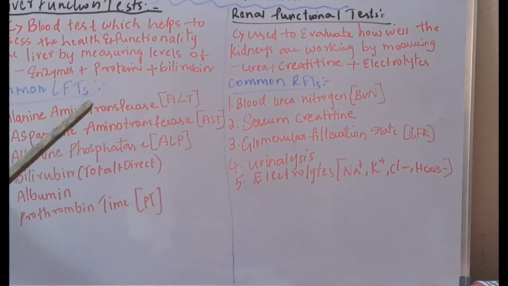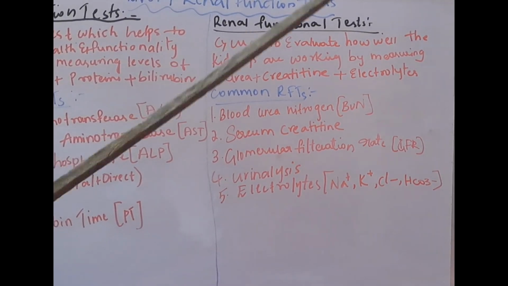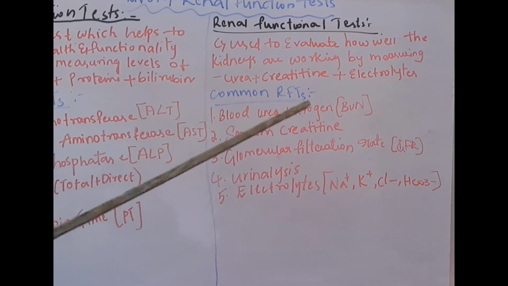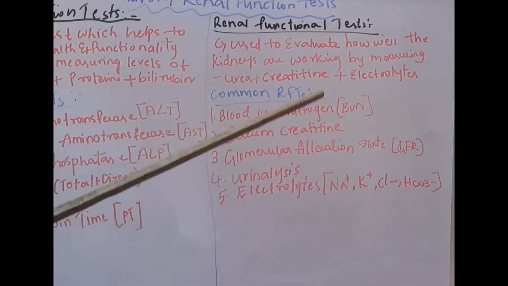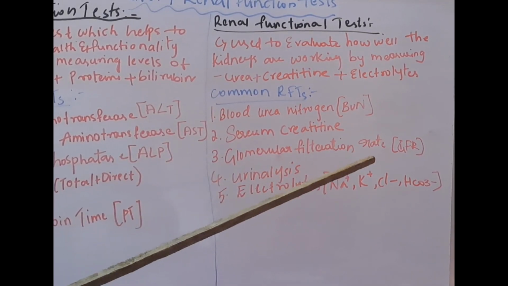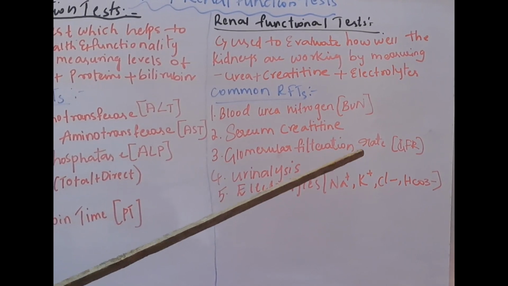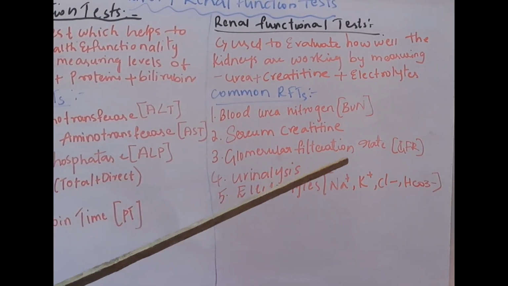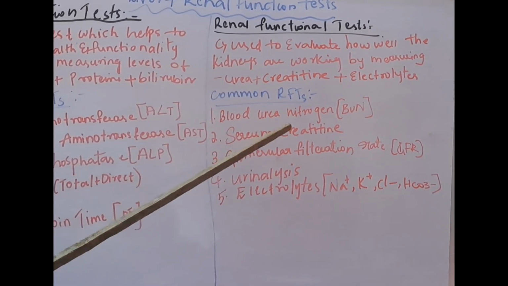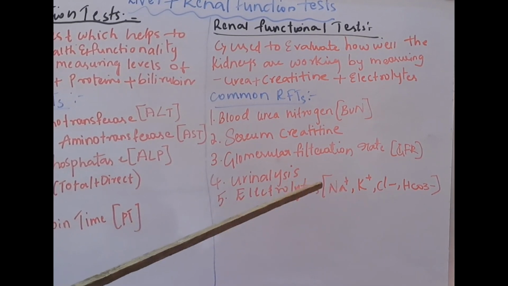Okay, and next, coming to the renal function test. As you know, the renal function test is about the kidney, to know how the kidney is performing, right? It is mainly used to evaluate how well the kidneys are working by measuring urea, creatinine and electrolytes, right? Mainly the renal system filters waste and excretes it in the urine. So here the common RFTs are blood urea nitrogen, serum creatinine, glomerular filtration rate, urine analysis and electrolytes.